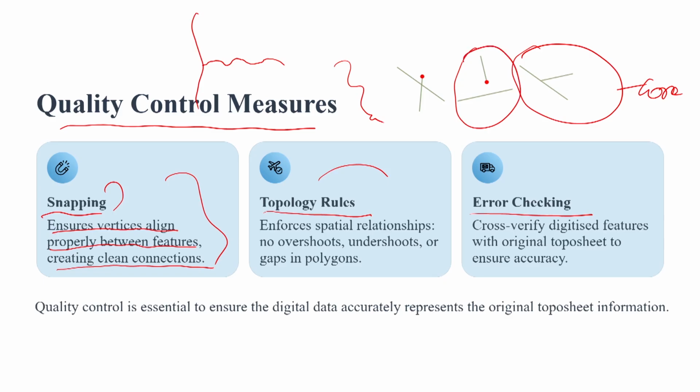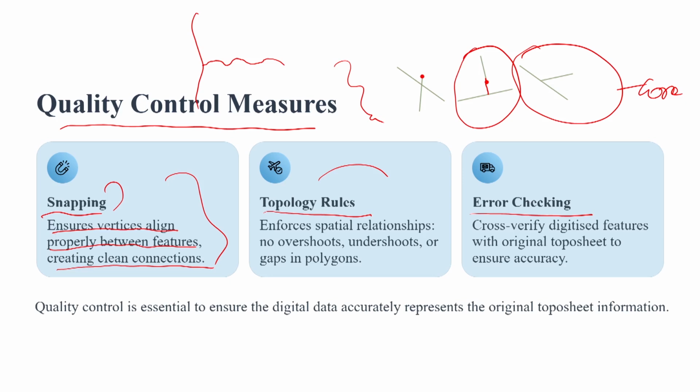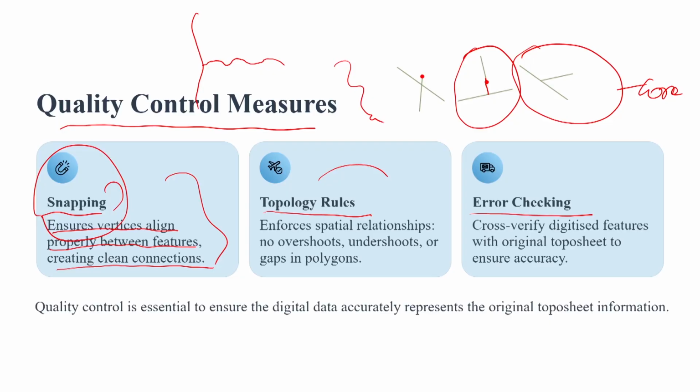Here, see, this picture shows an undershoot. Undershoot means you want this line connected exactly with this line, but it is not connected, and when we do the digitization we are not able to identify it. So, we have to be careful, and that is why we use snapping. For snapping tolerance, we can give 1 meter, 2 meter, like that. When you click snapping, it is fixed automatically; otherwise this kind of overshoot and undershoot happens.